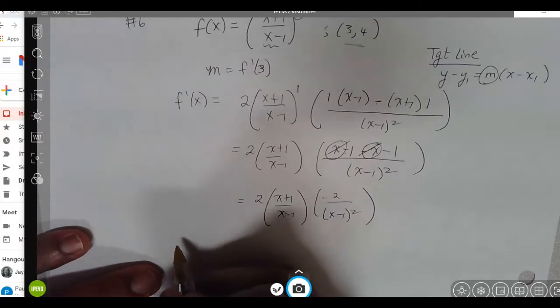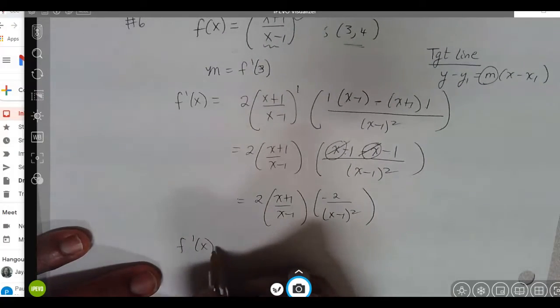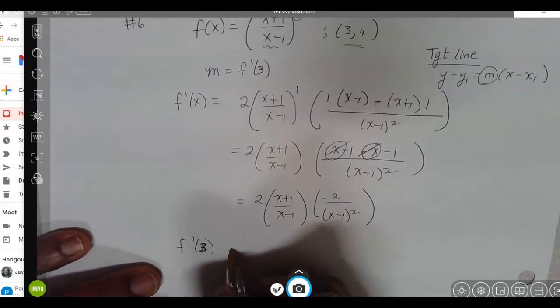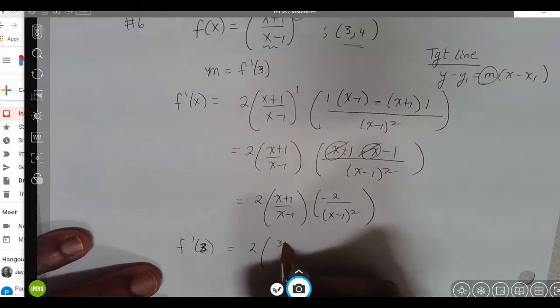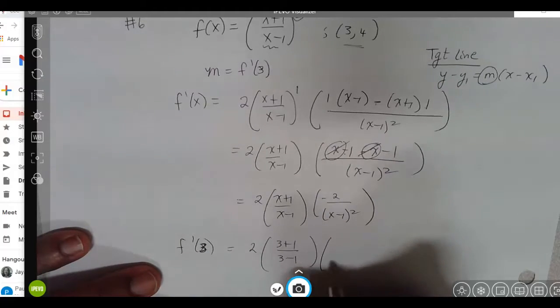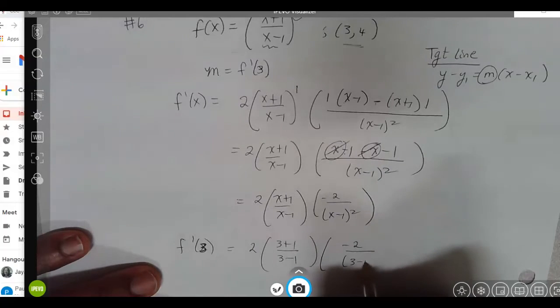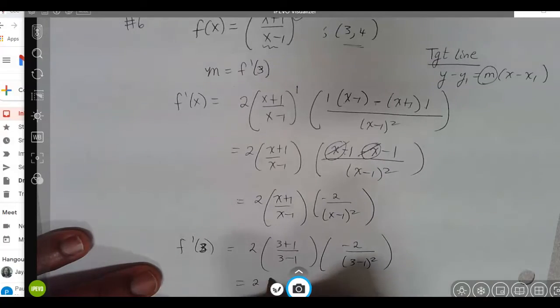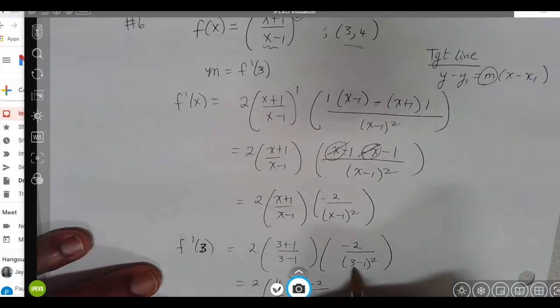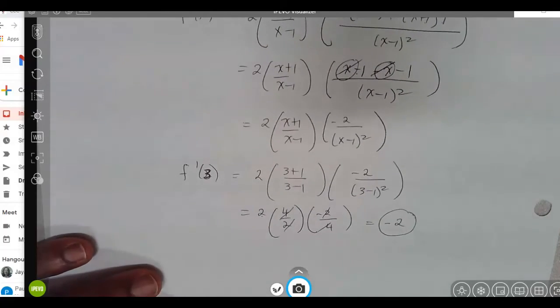So I'm just going to plug in 3 for the input to get the slope. So f prime at 3, sub in 3. So it's 3 plus 1 over 3 minus 1, negative 2 over 3 minus 1 squared. So I'm getting 4 over 2 there, negative 2, that's 2 squared, which is 4. And look at all the things that cancel. You just get 2 times the negative sign. So this is the slope.